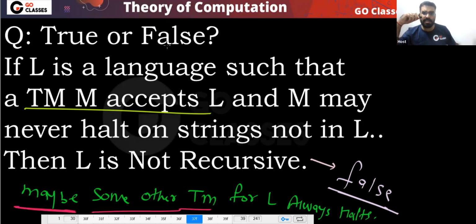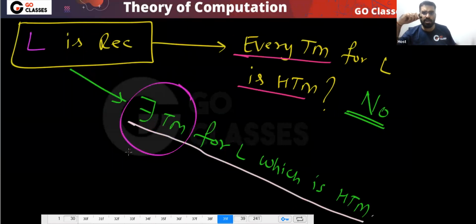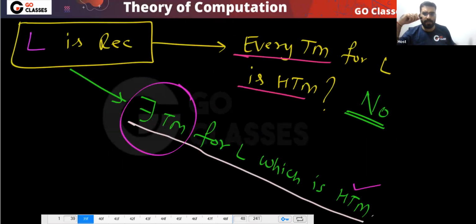Maybe some other Turing machine for L always halts. Is this clear to everyone? This word is very important. There exists a Turing machine which is a halting Turing machine. If your language is recursive, then there exists a Turing machine which is a halting Turing machine. But it does not mean that every Turing machine is a halting Turing machine. So if a particular Turing machine is not a halting Turing machine, then we cannot say yes or no. Is this clear to everyone? Does anyone have any doubt in this?